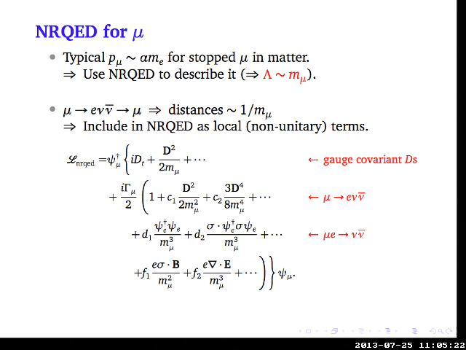Instead of QED, I can describe a low energy muon by a non-relativistic version of QED using the same kind of cutoff, but now with the cutoff equal to mu. And so you'll have D_t, D squared over 2 mu, you'll have a D to the fourth over m cubed, and so on, and sigma dot B, all sorts of things here. And then you will have, as I did in the previous problem, the decay channel.